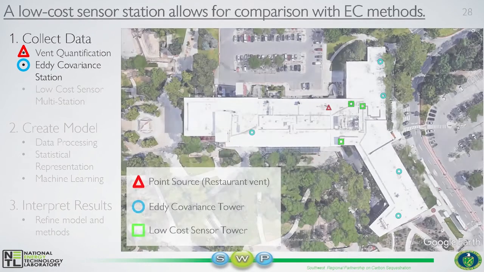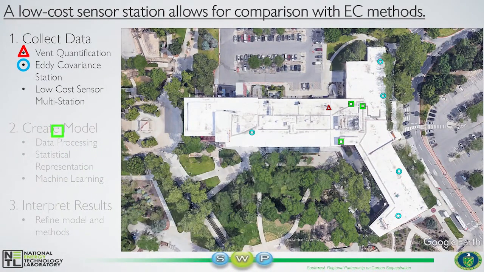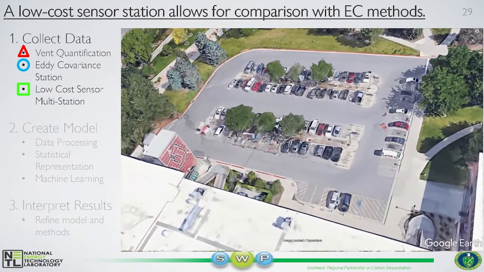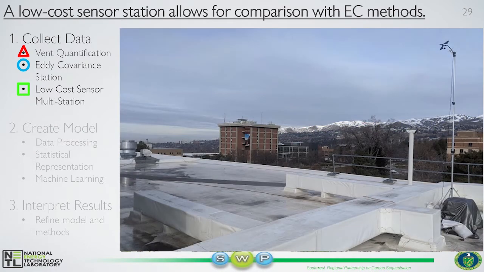Now, because of the high cost of these eddy covariance systems, we also set out to investigate how well a low-cost sensor tower would function in its ability to characterize the source. Here we see that in action, with the Panda Express vent seen here in the background.